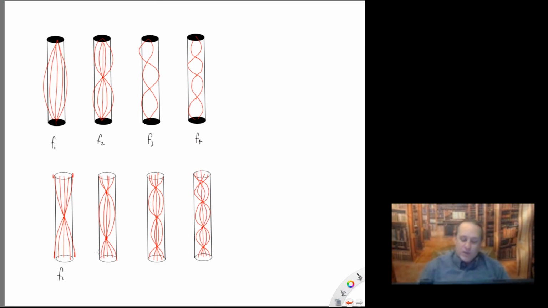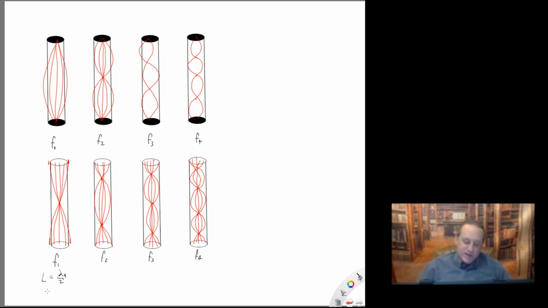So let's work out the formulas for this case. In the case of the fundamental frequency, we have a quarter of a wavelength and then another quarter of a wavelength. So that's half a wavelength when you add them together. So the length is equal to lambda over 2, and that means that lambda is just 2L.